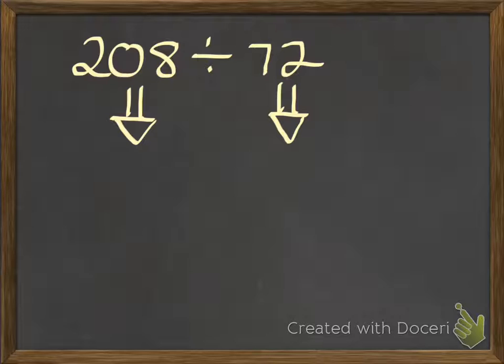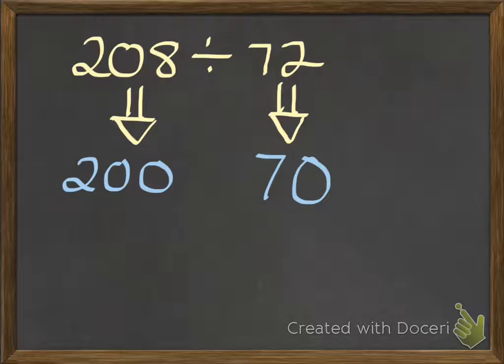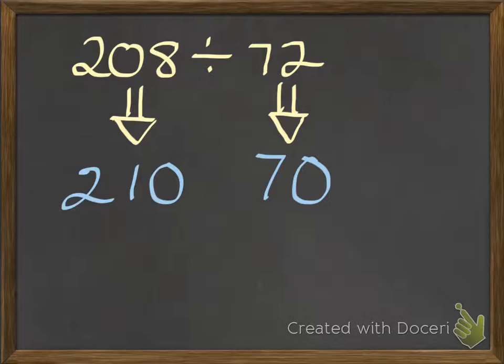208 divided by 72. 208 and 72. Okay, 72 is pretty close to 70. And 208, well, that would be close to 200, but here's the problem. Dividing 20 by 7 isn't really very easy, so maybe those are not numbers that I want to use. So instead of using 200, I might use 210, which is actually rounding, and that'd be fine. So I've got 21 now divided by 7, and that's a much easier number.